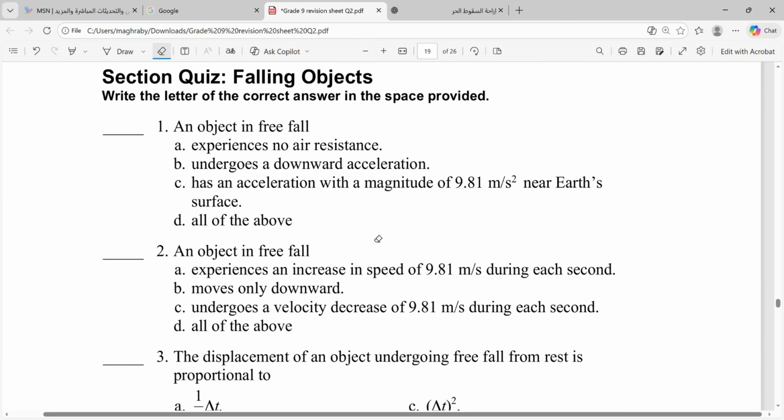Okay, in this one, an object in free fall. No resistance, it's only affected by gravity. That means that if there is any air, it doesn't affect, because during free fall we ignore the air resistance, and it undergoes downward acceleration. That's right, because the acceleration is negative 9.81, and it's always negative acceleration. Down acceleration. Has acceleration magnitude 9.81. That's right, so this one is all of the above.